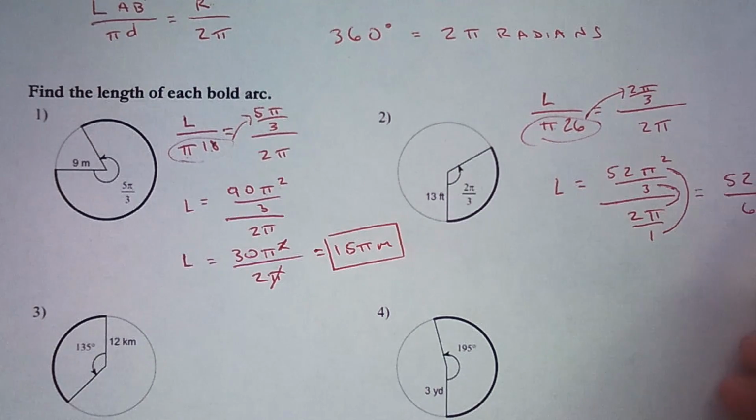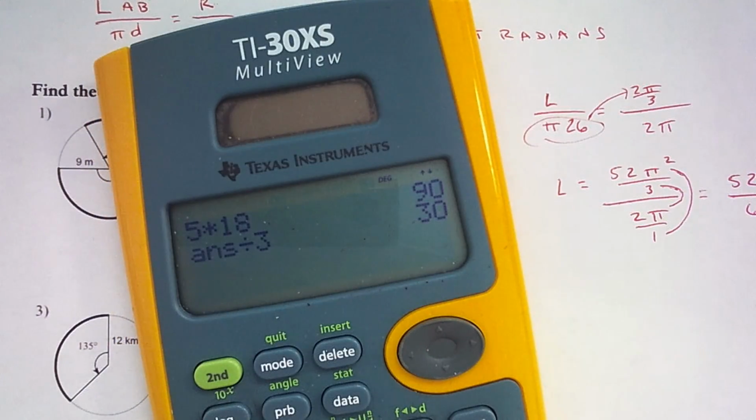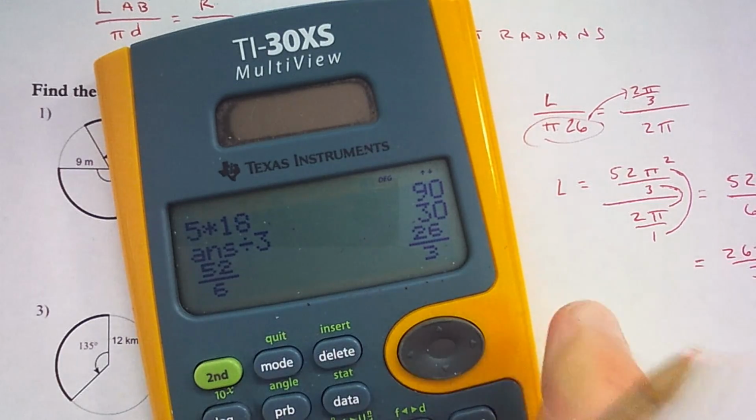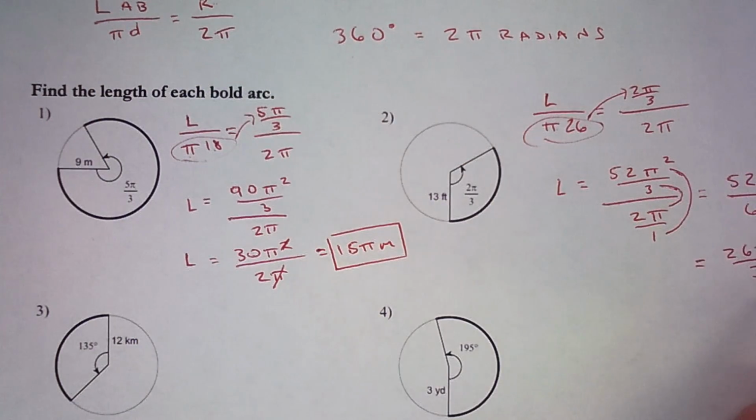Now I can cancel out a pi from the numerator and denominator, and I can simplify the fraction. 52 over 6 simplifies to 26 over 3, so the length here is 26 pi over 3, and this is in feet.